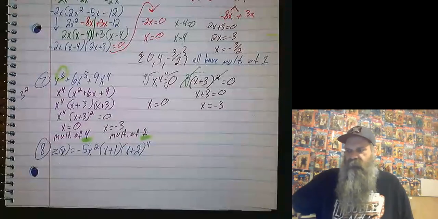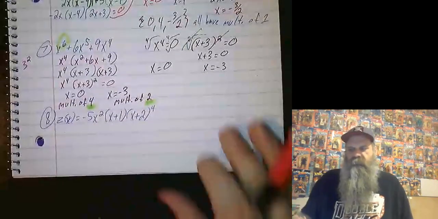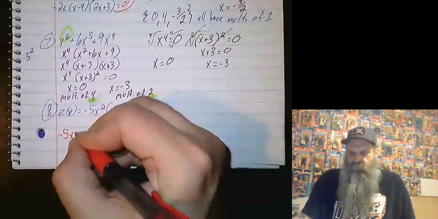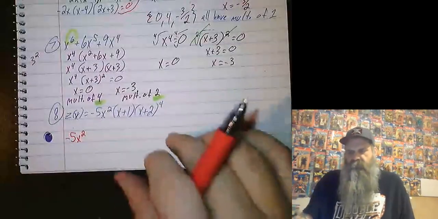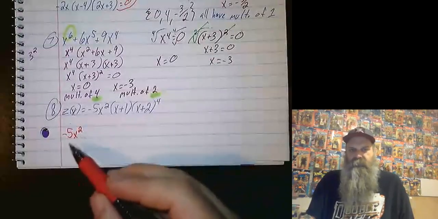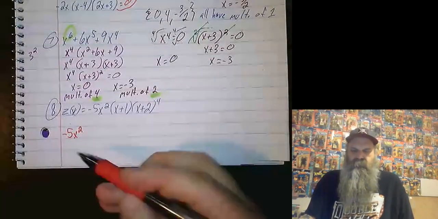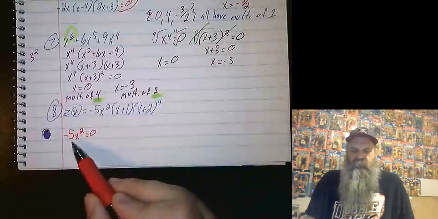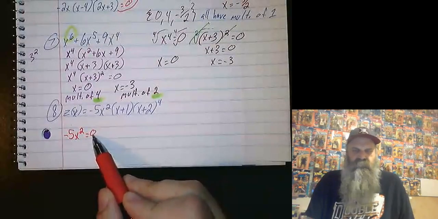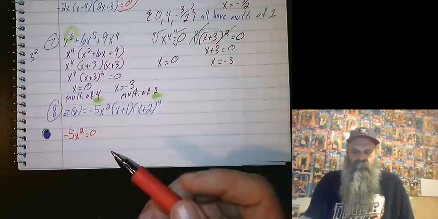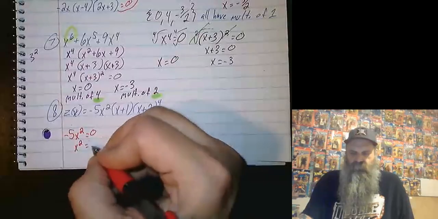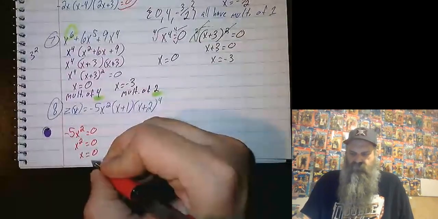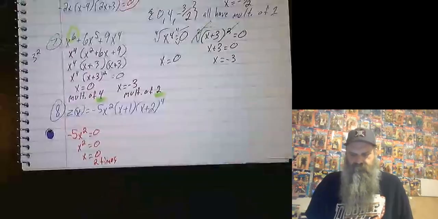So let's keep that in mind as we look at number 8, because number 8 is factored. So I have negative 5x squared. Again, there's no number being added or subtracted. It's not a binomial. We just have a negative 5 as the coefficient. If we divided both sides by negative 5, 0 divided by anything is 0. So x squared equals 0 means we have x equals 0 happening 2 times. Multiplicity of 2.